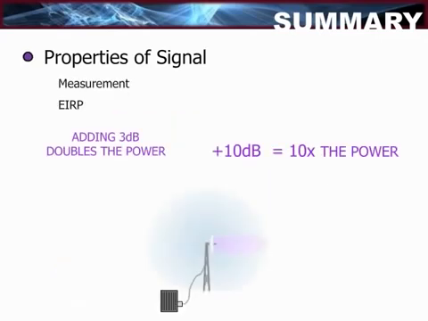The measurement of signal is on a logarithmic scale. Two rules of thumb that help us to convert dB to power, or milliwatts, are the following. Adding 3 dB doubles the power, and adding 10 dB increases the power by a factor of 10.